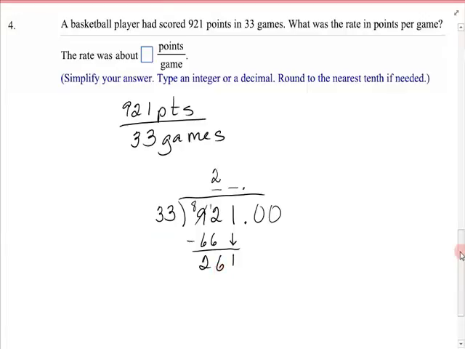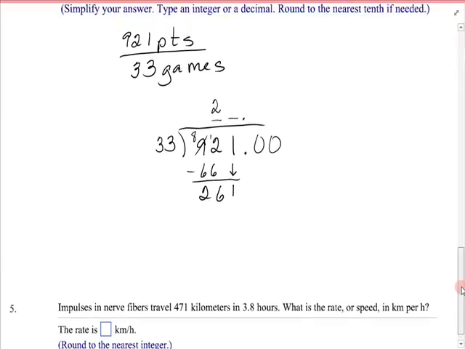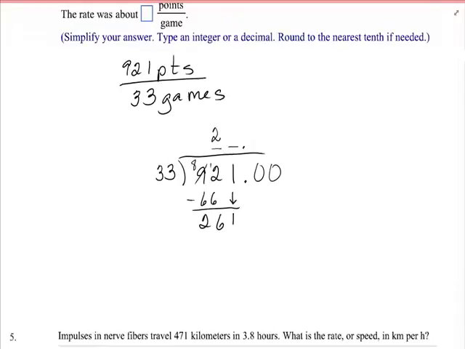Subtract, I have to borrow, gives me a 6 and a 2, and bring down the 1. 33 into 261, maybe 6 times. Let's see, 33 times 6, that's 18, carry the 1, 6, that's another 18. No, that's too small. Let's try 7.